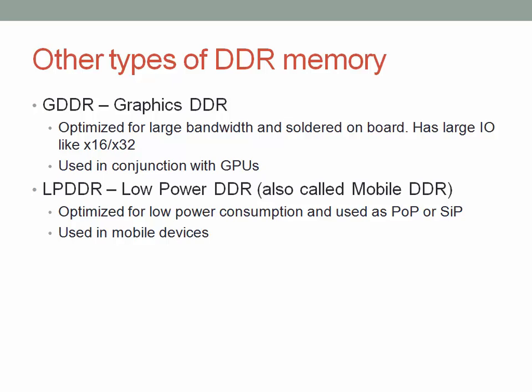Just a brief mention of other types of DDR memories. There is GDDR, which is graphics DDR. This type of memory is soldered on the board next to graphics processors. And then there is LPDDR, which is low power DDR, also called mobile DDR memories. These are used as package on package. They are soldered along with the processor itself. It is used in mobile devices.